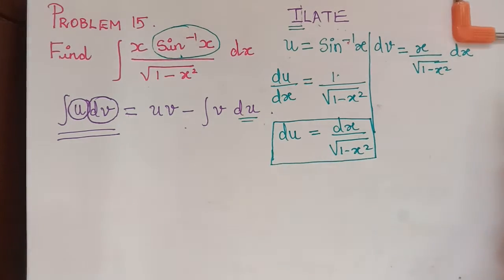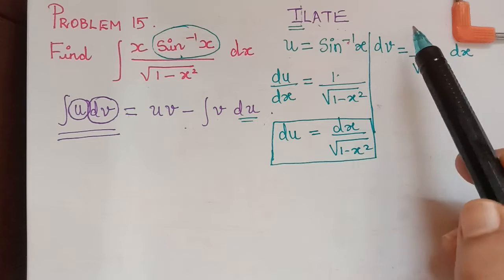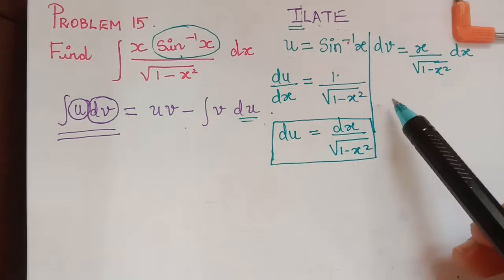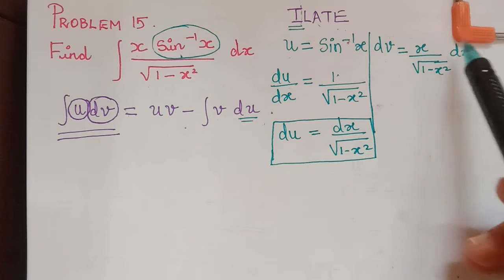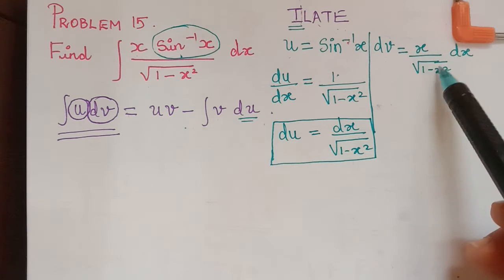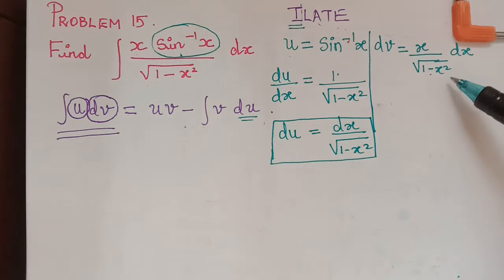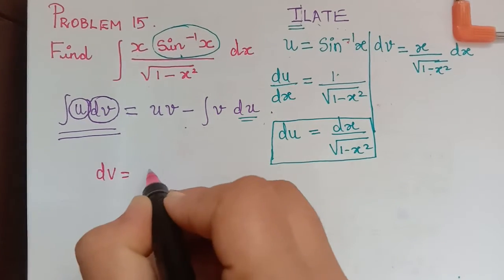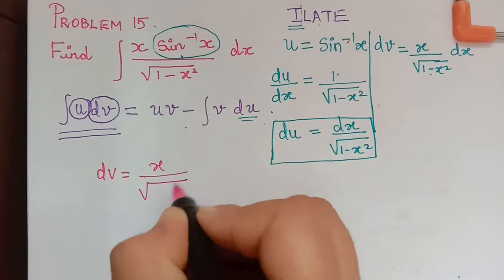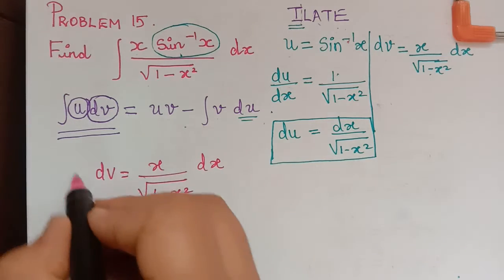So now next we have to find v, for which we have to integrate dv. So if we integrate dv, we will get v. To integrate this, we have to integrate the right side also. This full thing has to be integrated, and this will be integrated by using the method of substitution. So I will just take this and write here. So dv is equal to x divided by square root of 1 minus x square dx. Now we have to integrate on both the sides.